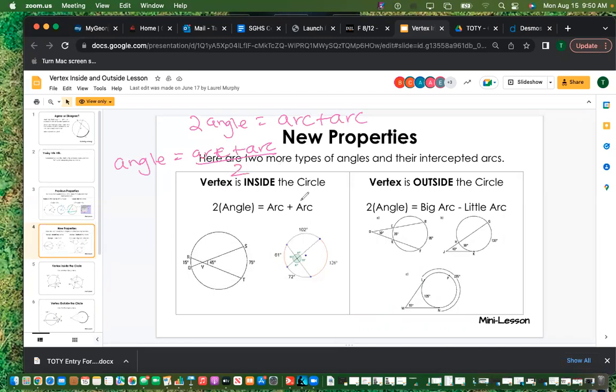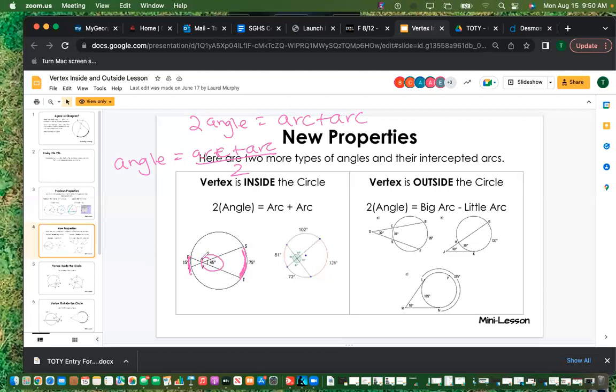Yep, this is the dog one. Arc plus arc divided by 2. Okay. And so what that means is you're going to take this angle, I'm sorry, this arc, add it to this arc, and then divide by 2. And that's going to give you what the angle is on the inside.